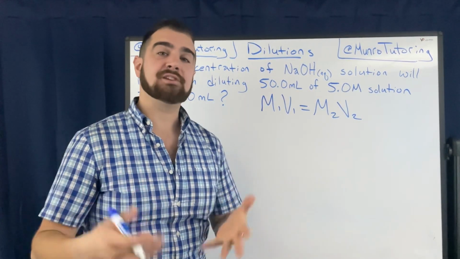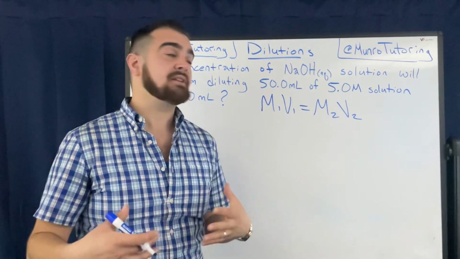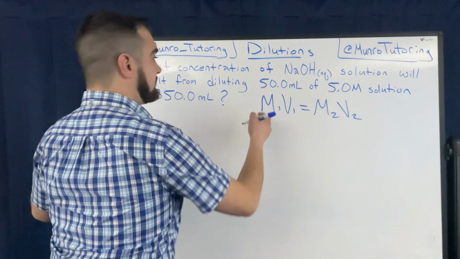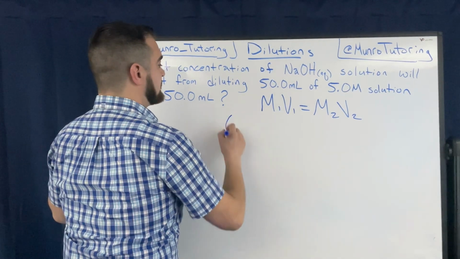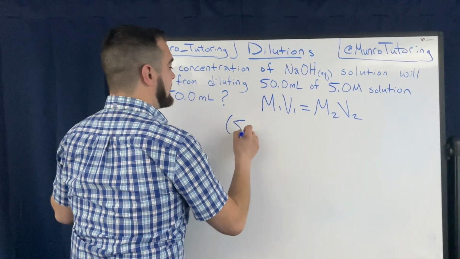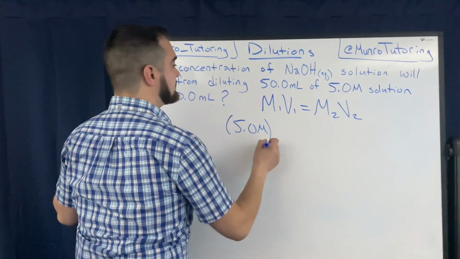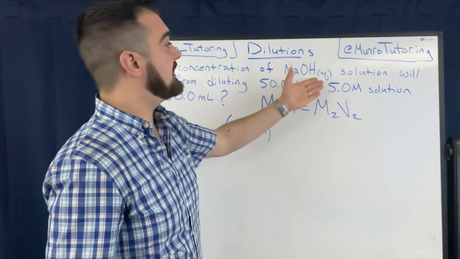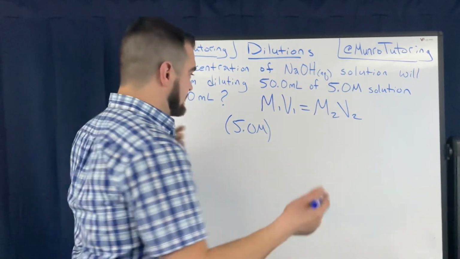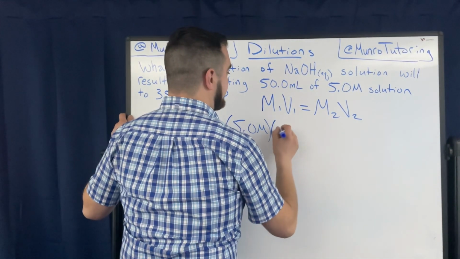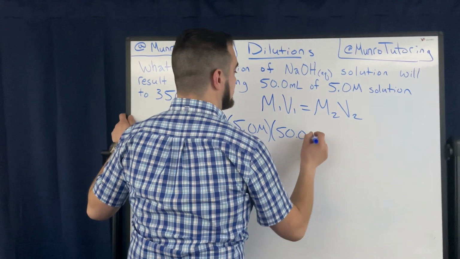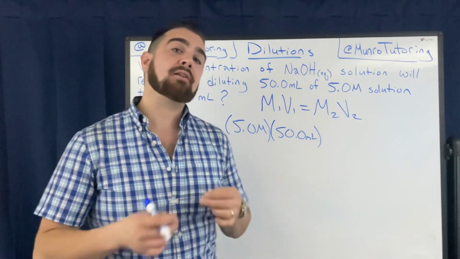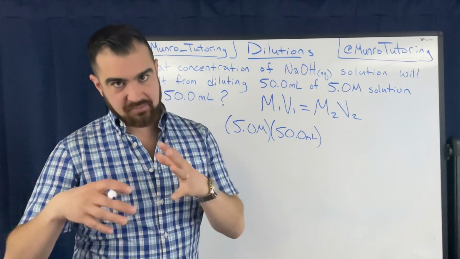So what is the initial concentration, the initial molarity of the solute, sodium hydroxide? Well, that's 5 molar. So where M1 goes, we're going to plug in the 5.0 molar. And what is the initial volume? Well, we had 50 milliliters of that concentration of stuff. So we're going to put in 50.0 milliliters. Now, remember, when we do molarity and we're trying to calculate molarity, the volume does have to be in liters.